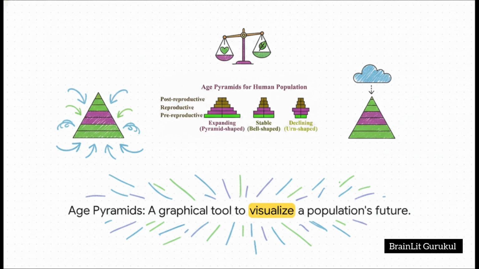So, how do we see this balance? Well, the tool we use is actually brilliant in its simplicity. It's called the age pyramid. This thing gives us an instant visual snapshot of a population's age distribution. Seriously, just by glancing at the shape, we can diagnose the health of that population and predict where it's headed. So let's break down the three main shapes you're going to see.